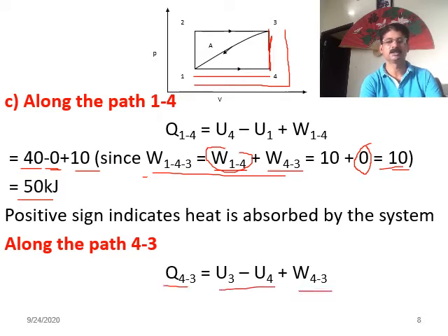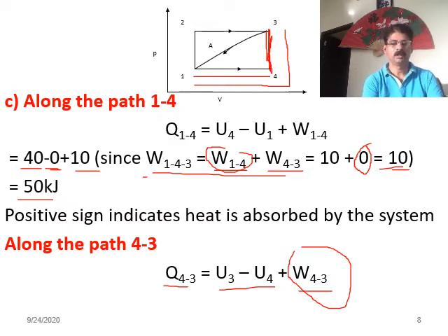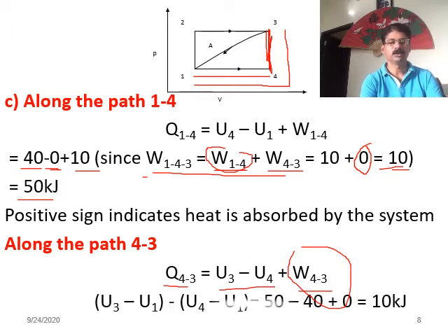Just as I discussed, here 4 to 3 is a constant volume process, you can see here. So this term is 0. And here, for U3 minus U4, you don't have any data to calculate U3 or U4. So what you can do is write U3 minus U4 as U3 minus U1 minus U4 minus U1. Here this U1 gets cancelled with this U1. Ultimately it is U3 minus U4 itself.